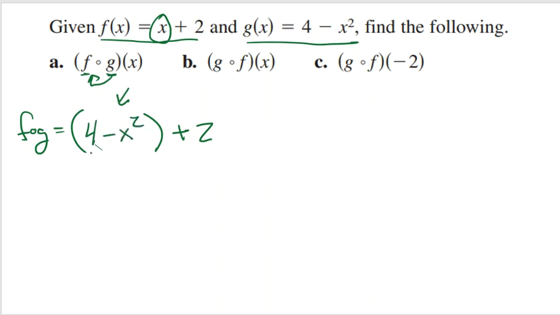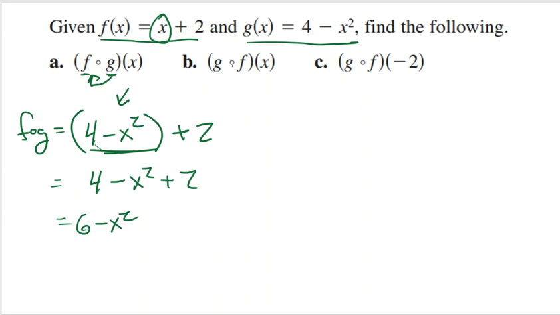So I literally took g and plugged it into x. I mean, hopefully that's very clear. Now I'm just going to clean this up. That's 4 minus x squared plus 2. The like terms are the 4 and the 2, so that is 6 minus x squared.